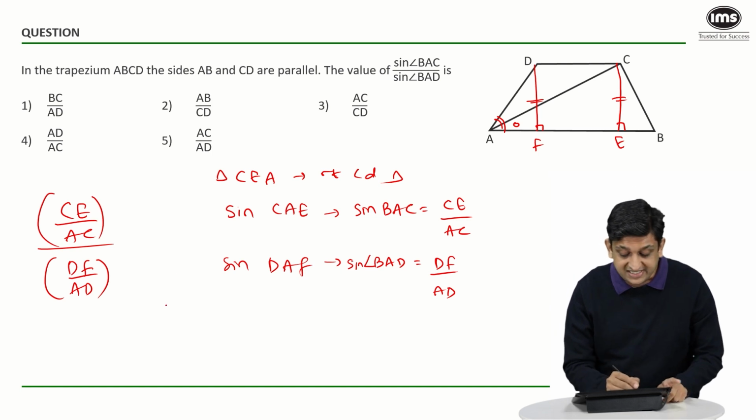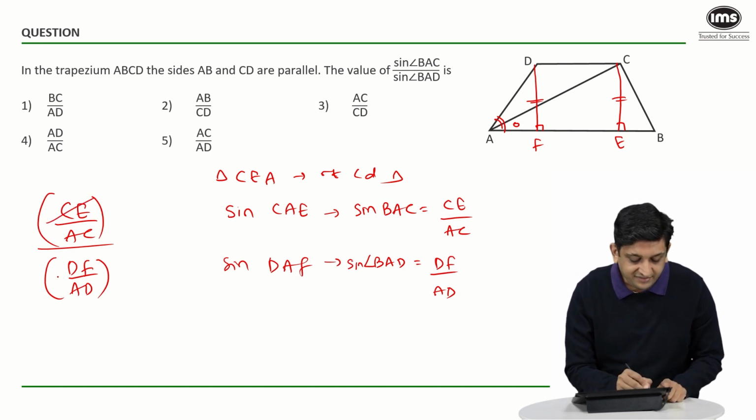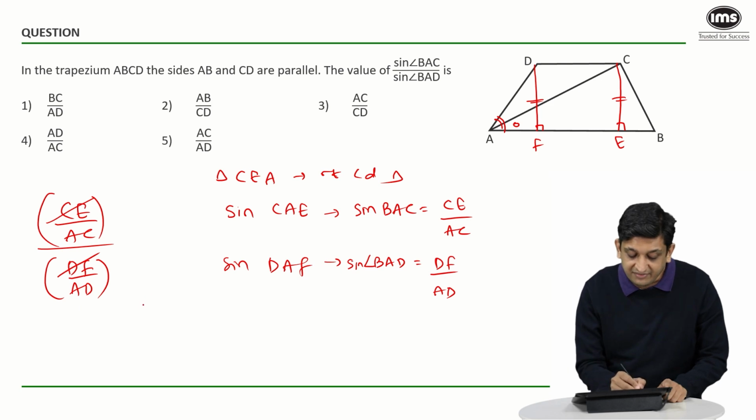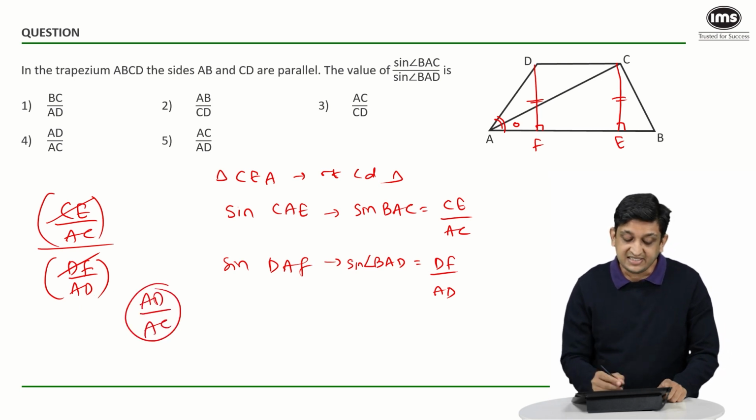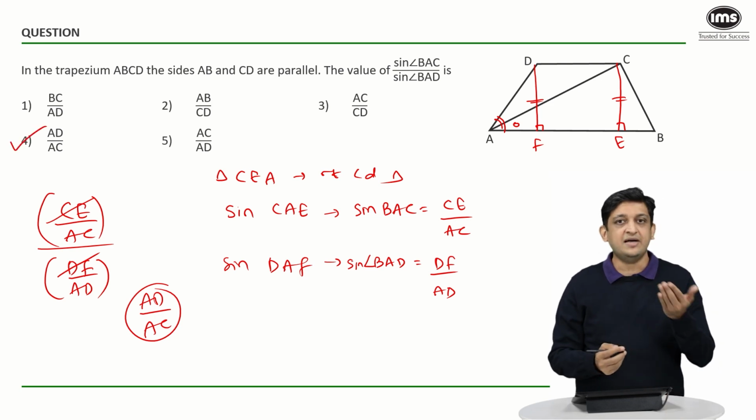So because we know that CE is going to be equal to DF, these two will get cancelled out and our answer is simply going to be AD upon AC. So the correct answer here is going to be option 4, AD upon AC.